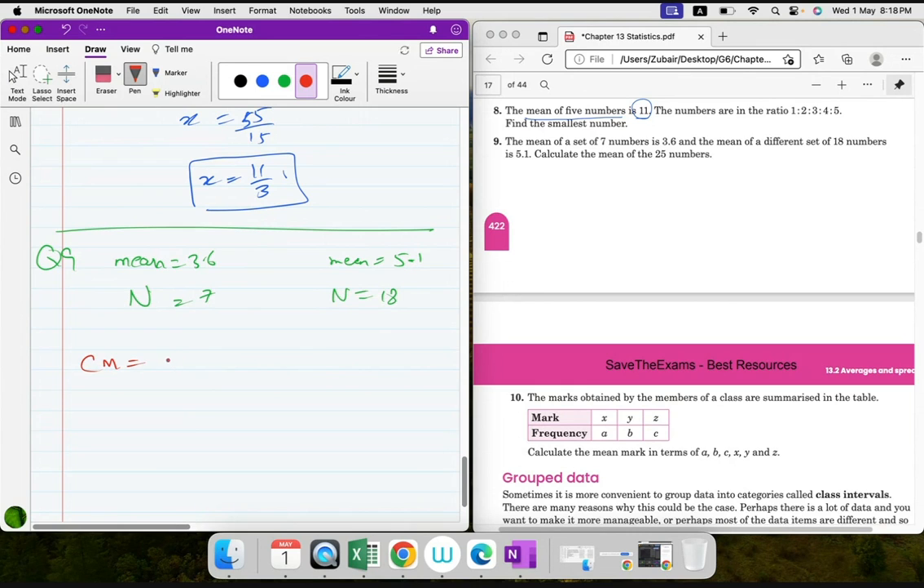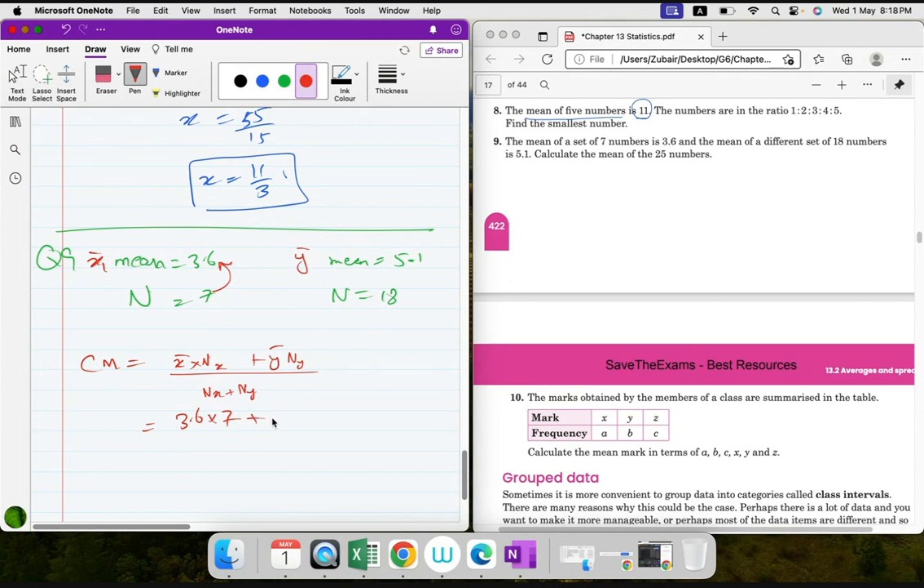The formula was mean into number plus mean into number divided by total number. Let's say this is the mean of x, this is the mean of y. So mean into number of x plus mean into number of y, over number of x plus number of y. Does it make sense? Yes. Actually, when you multiply these two, you're getting the total.